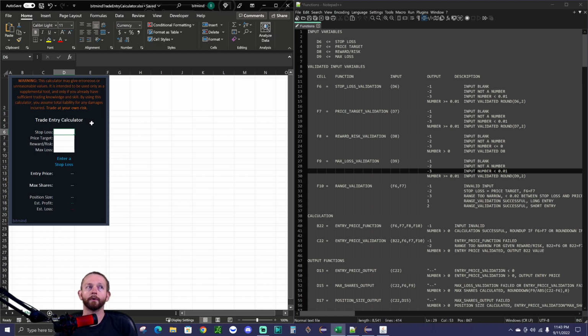So what this calculator does is you give it a stop price, you give it a target price, you give it a desired reward to risk ratio, and it will give you an entry price that satisfies all three of those. You can also put in a loss tolerance, how much you're willing to lose, and it will tell you exactly how many shares you can afford to buy with your specified loss tolerance.